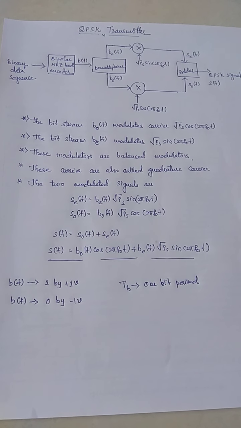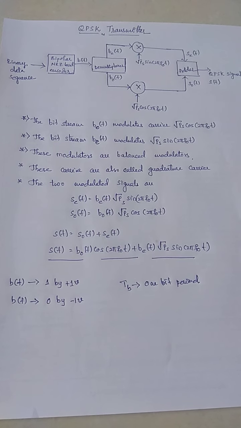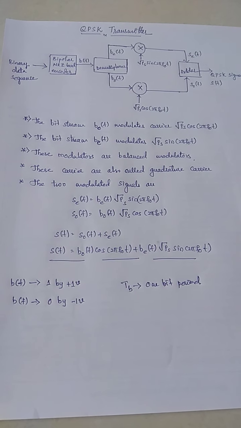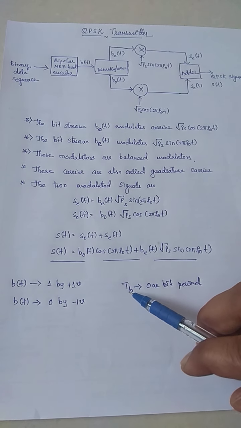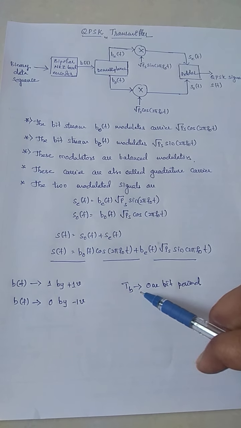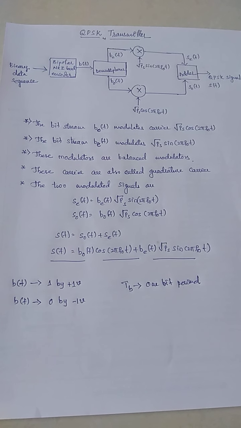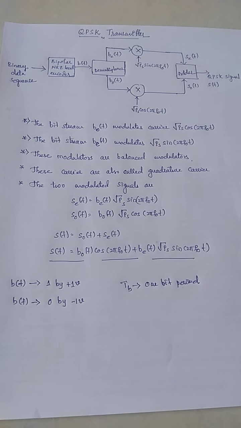The symbol duration of both of these odd and even number sequences is 2Tb. Every bit period is Tb. Tb is the one bit period. Thus, every symbol contains 2 bits.